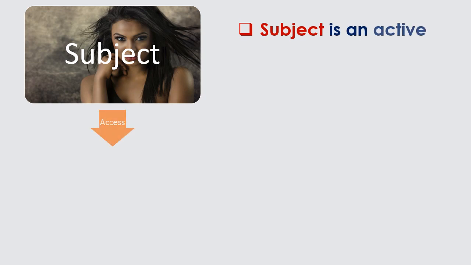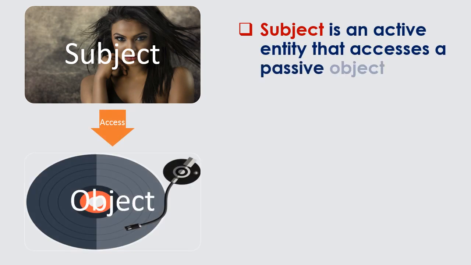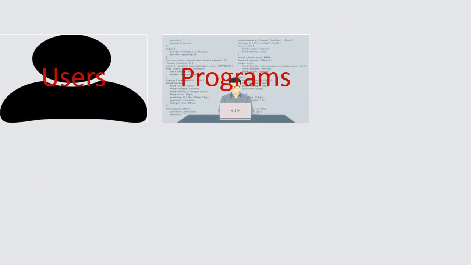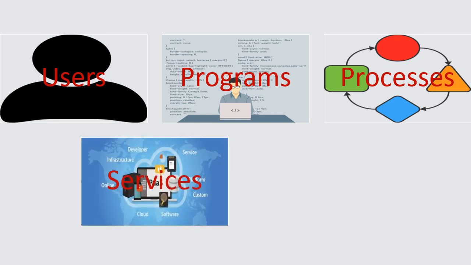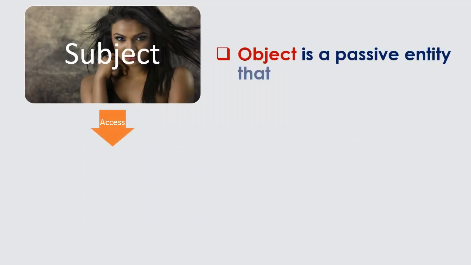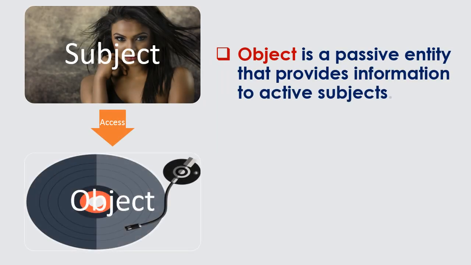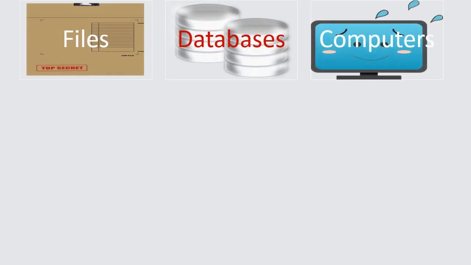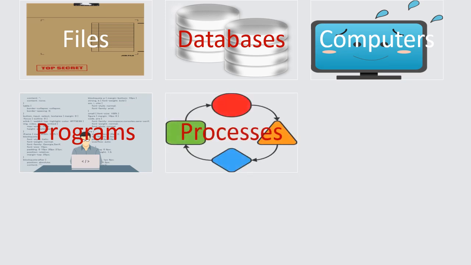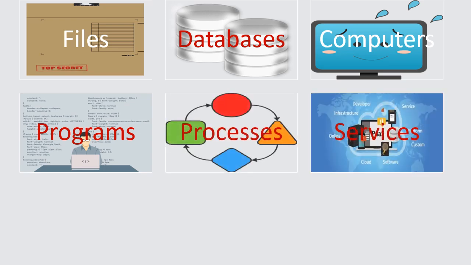A subject is an active entity that accesses a passive object to receive information. Subjects can be users, programs, processes, services, computers, or anything else that can access a resource. An object is a passive entity that provides information to active subjects. Objects are files, databases, computers, programs, processes, services, printers, and storage media.